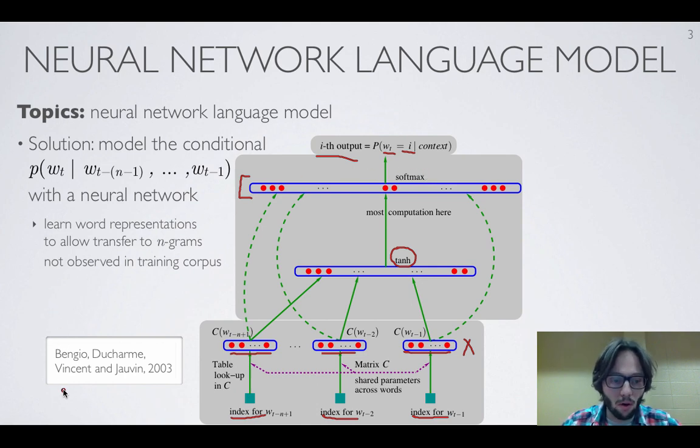So this model was proposed by Yoshua Bengio and his colleagues in 2003. It's also in this work that the idea of learning word representations was first presented. And again, in this model, when we train it, we'll actually train not just the parameters of the neural network, but also the parameters inside the matrix C, the word representations of the different words.